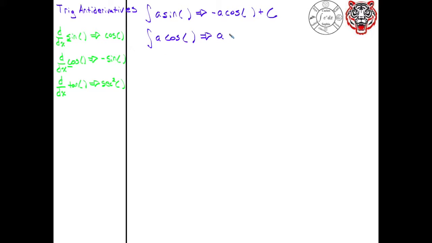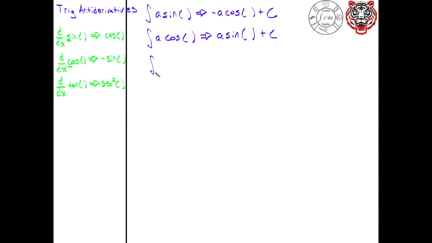This is going to be a sine of inner plus c. And let's think about what this means. If I go backwards, if I take the derivative of cosine, it is going to be a negative sine. A negative sign will make a positive sign, so that works going backwards. And taking a look at this one, if I take the derivative of sine, it turns into a positive cosine. So that also works. The signs match up going forwards.